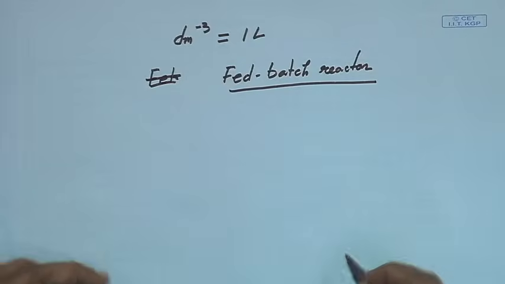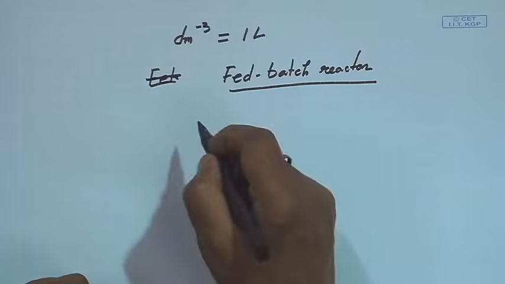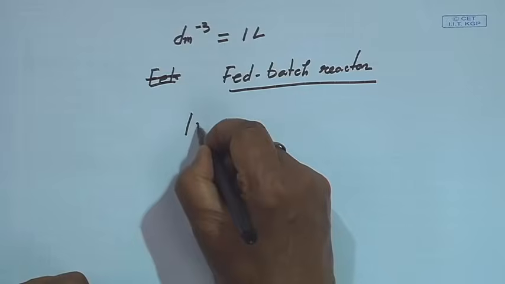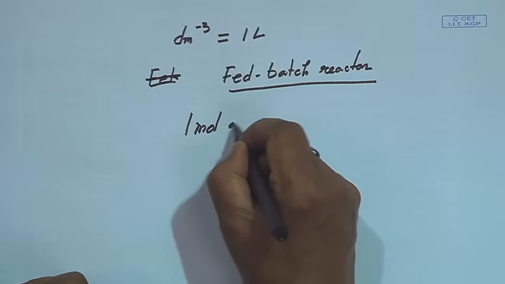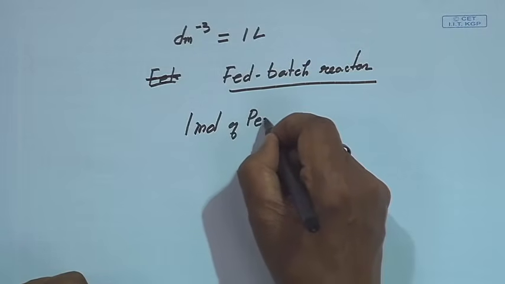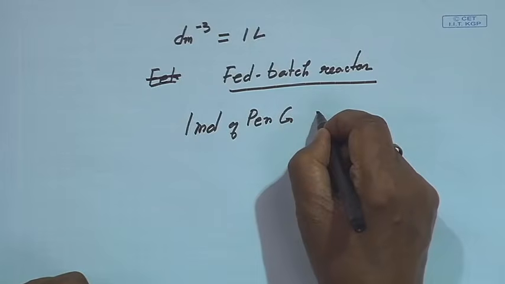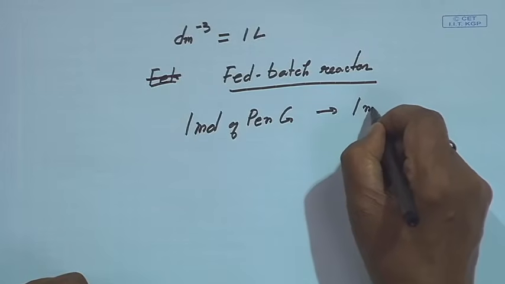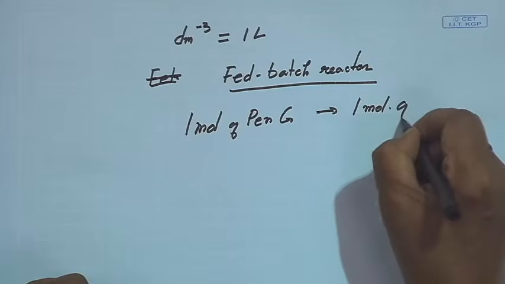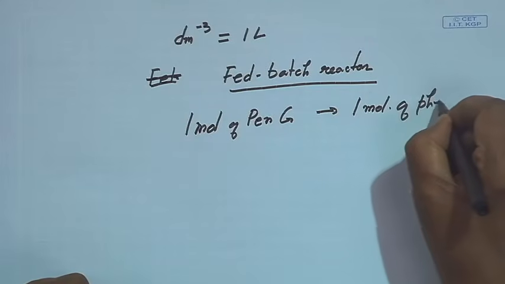Fed batch reactor appears to be best in the case of the penicillin fermentation process. The reason is that phenylacetic acid and phenoxyacetic acid are used as precursors, and the stoichiometry is low. If you write it out, 1 mole of penicillin G requires 1 mole of phenylacetic acid.